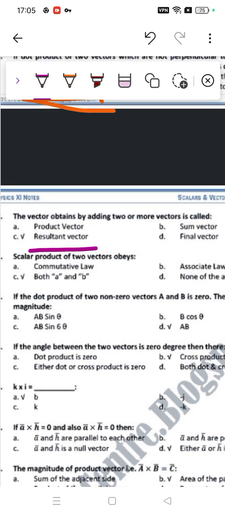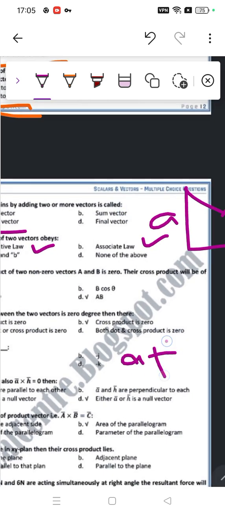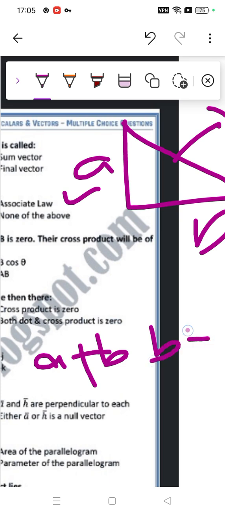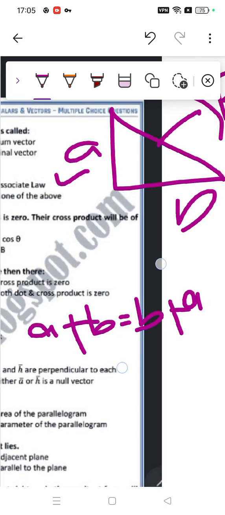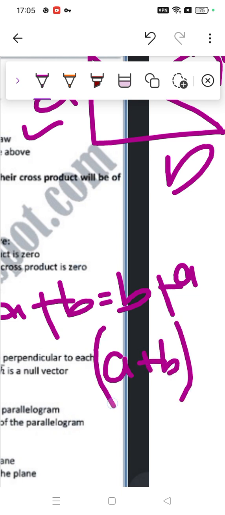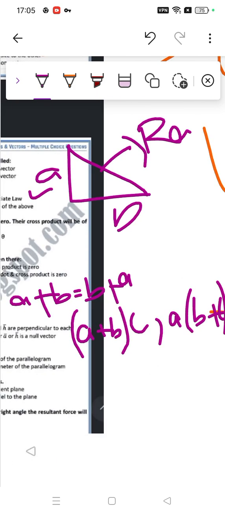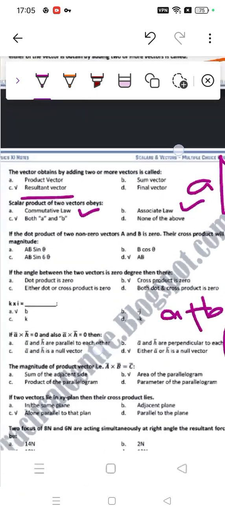Scalar product of two vectors obeys the commutative plus associative law. This simply means a plus b or b plus a is called commutative, or we simply say associative, a plus b multiplied by c, or a times b plus c. This means both are like multiplying, so this is the associative law.